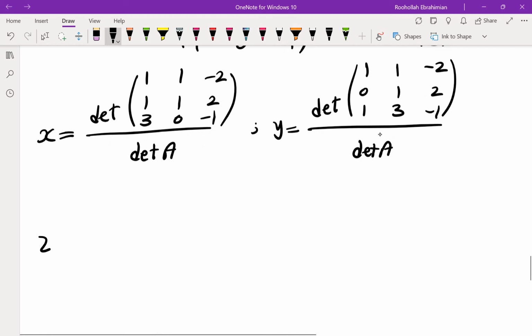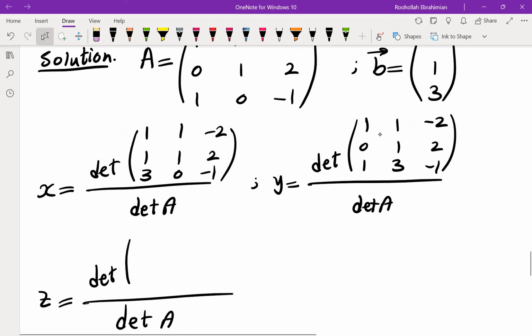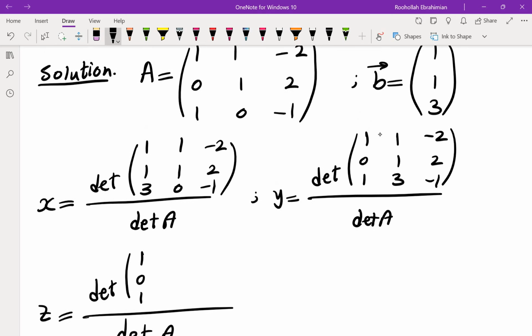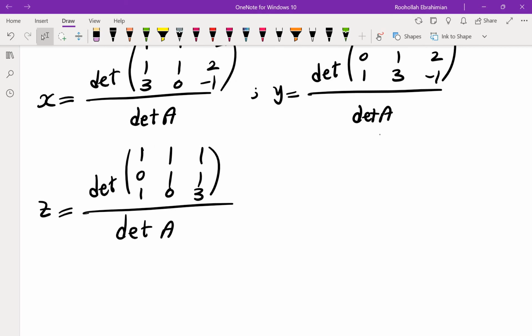And finally, z would be, you have a determinant of A at the bottom, and we replace the third column, which is the column corresponding to z, by B. 1, 1, 0, and then 1, 1, 3. And after evaluating these, we can get x, y, and z.